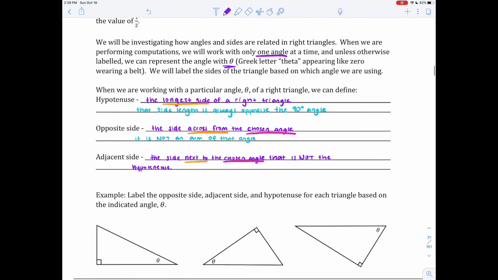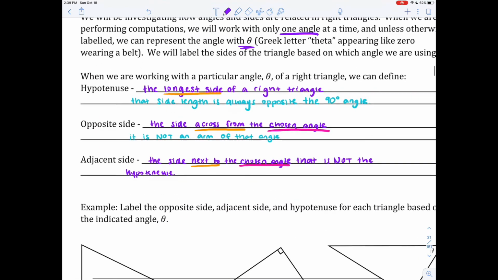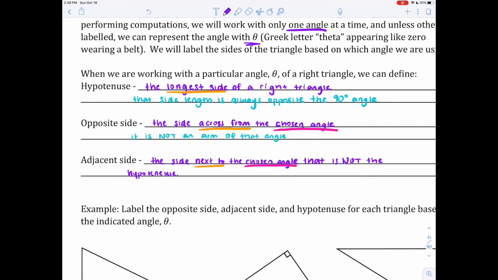All right, so we're going to look at some definitions here. I'm going to just chat about them and move right on. So if you need to, pause the video, write these down. When we're talking about a particular angle, or theta, of a right triangle, we can define the following terms. We have something called the hypotenuse. The hypotenuse is always going to be the longest side of a right triangle. That side length is always opposite the 90-degree angle.